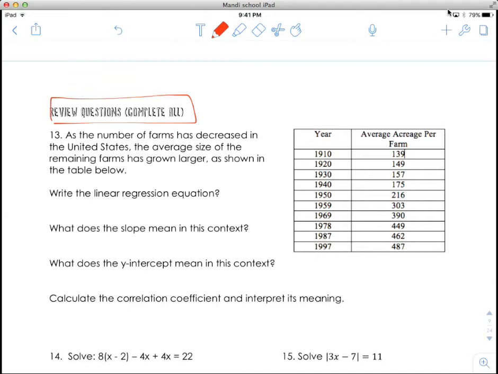And then when you get to the review problems, complete all of them. Okay, so keep in mind, review problem number 13 has to be completed in class because it requires your graphing calculator. So when you come into class, that's probably the first thing you want to grab so you can get that answered.